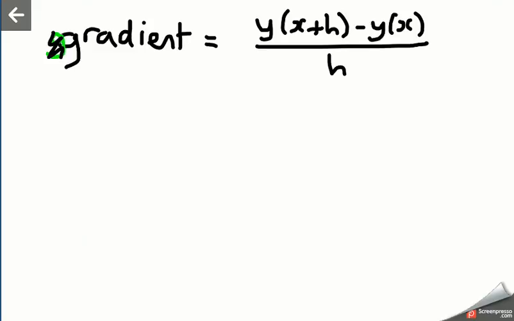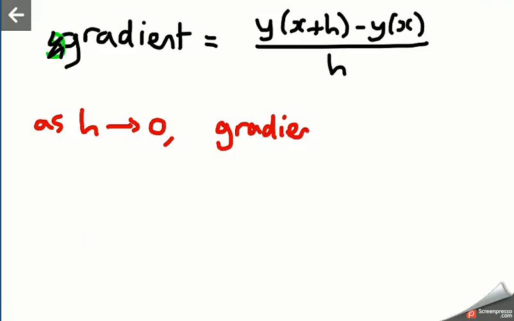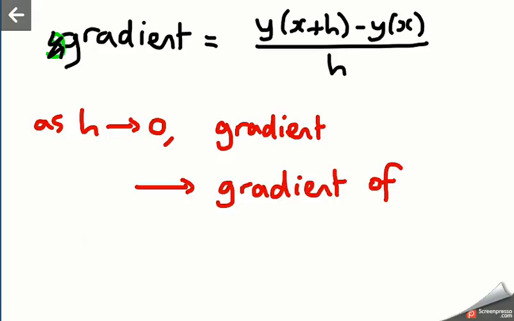And you'll notice that as we keep making h smaller and smaller, well, this is the gradient of the line that goes through 2 points. As h gets smaller and smaller, as we take h closer and closer to 0, this gradient is going to get closer and closer to the gradient of the tangent line. So as h gets closer and closer to 0, gradient gets closer and closer to gradient of tangent line.